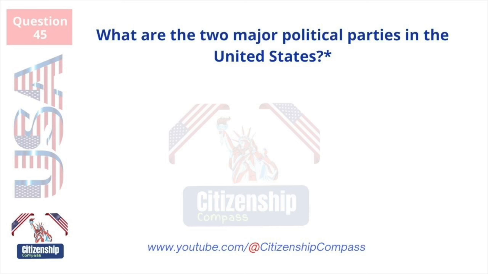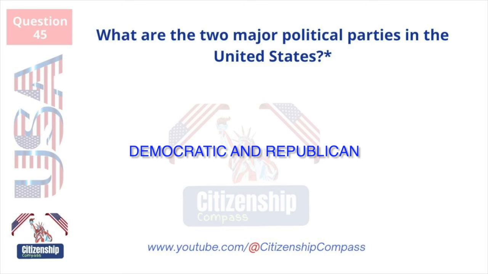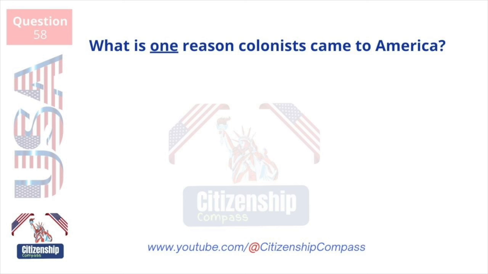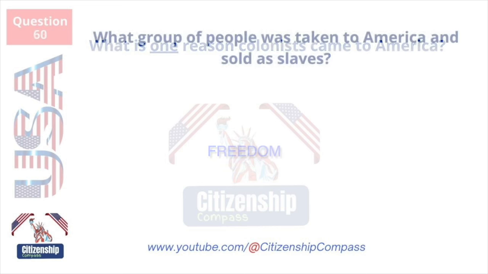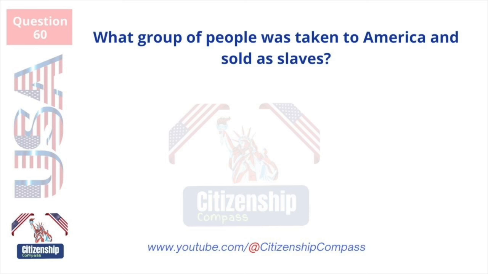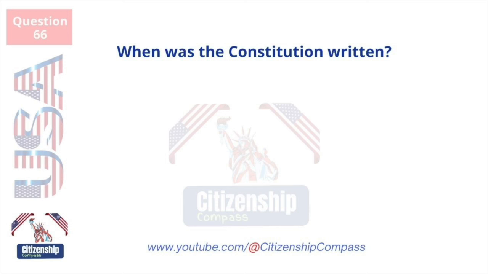What are the two major political parties in the United States? Democratic and Republican. What is one reason colonists came to America? Freedom. What group of people was taken to America and sold as slaves? Africans. When was the Constitution written? 1787.